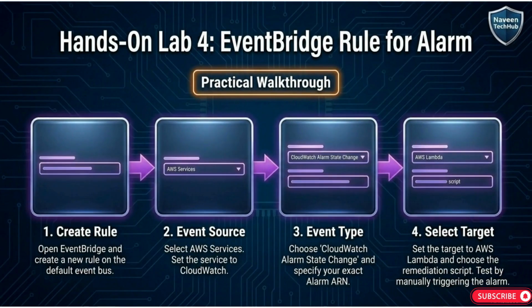In this hands-on lab, we create an EventBridge rule for a CloudWatch alarm. First, open EventBridge and create a new rule. Second, select AWS Service as the event source. Third, choose CloudWatch Alarm State Change as the event type. Fourth, filter for the alarm state, such as Alarm. Fifth, select a target such as Lambda or SNS. This is useful because we do not want humans to manually react to every alarm. For repeated operational issues, automation saves time and improves reliability.